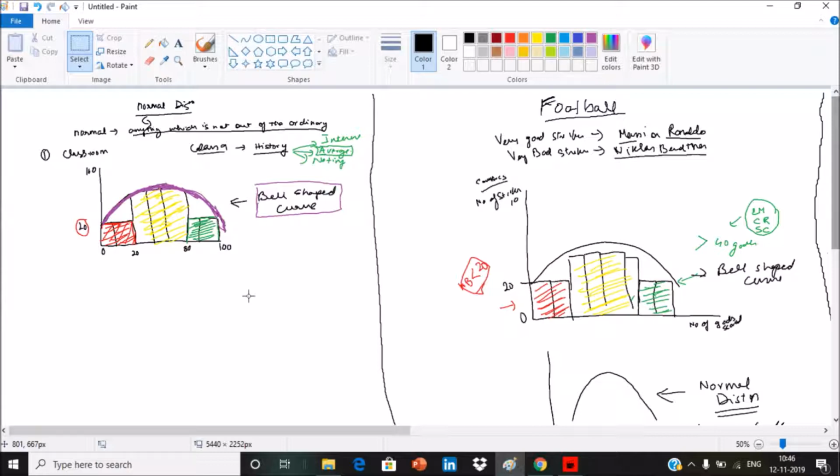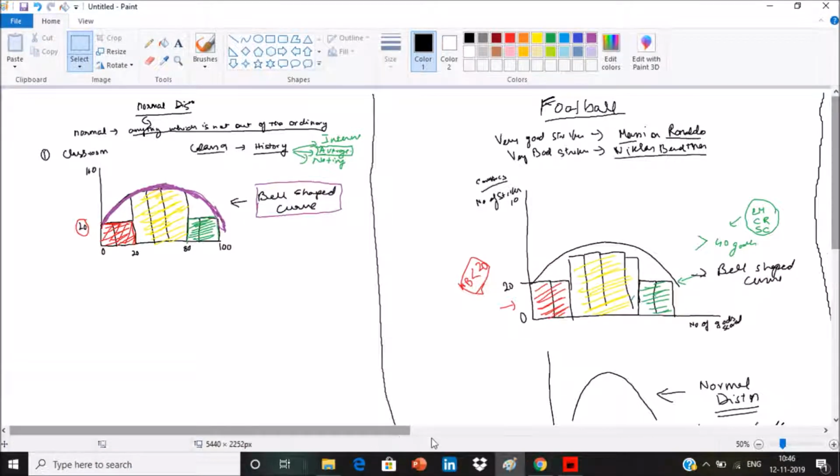The best example for that was that of a classroom, where we see that a small amount of people do very badly in their exams, a small amount of people do very well in their exams, but the vast majority land in the middle. They do average. And this high frequency leads the curve to look like a bell-shaped curve.